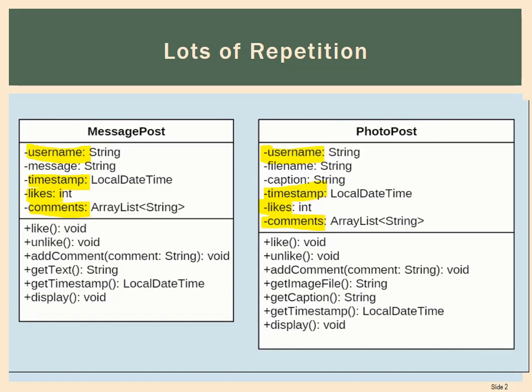Where are the differences? Well, the message post has this string called message. The photo post has the file name of the photo and a caption for the photo.